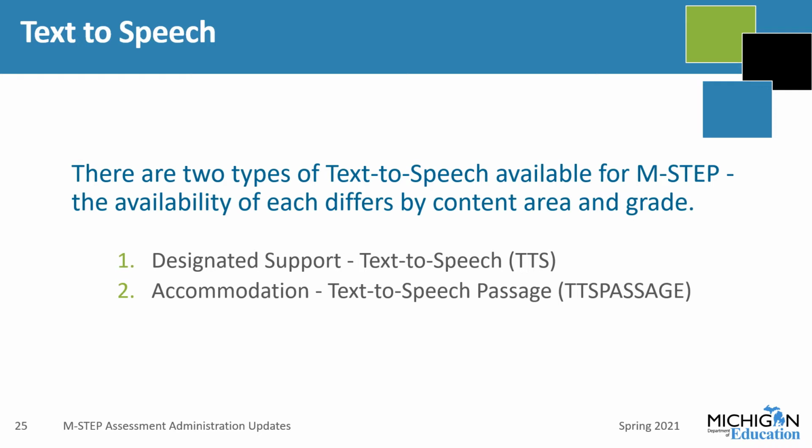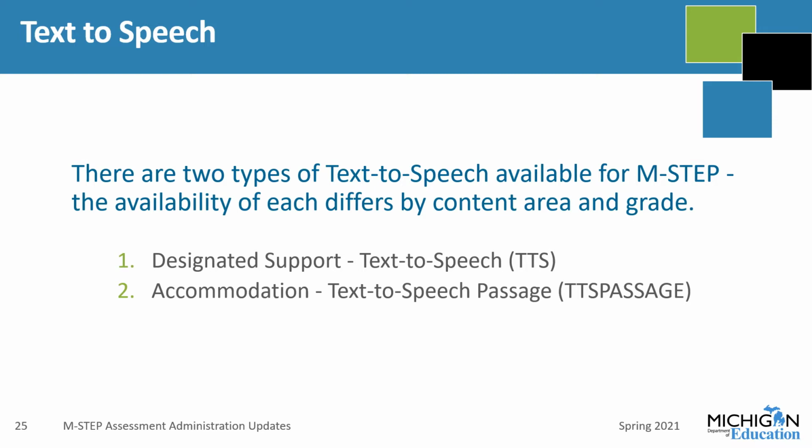To help clarify about text-to-speech, or TTS, there are two different types of TTS. TTS for items only, or just TTS, and TTS Passage. TTS is a designated support. It reads only the items on the test and can be assigned based on the specific need of the student. TTS Passage is an accommodation that is available for grades 6 and 7 ELA only. TTS Passage reads the passages and the items. This can only be assigned if TTS or Read Aloud is listed in the student's IEP or 504 plan.